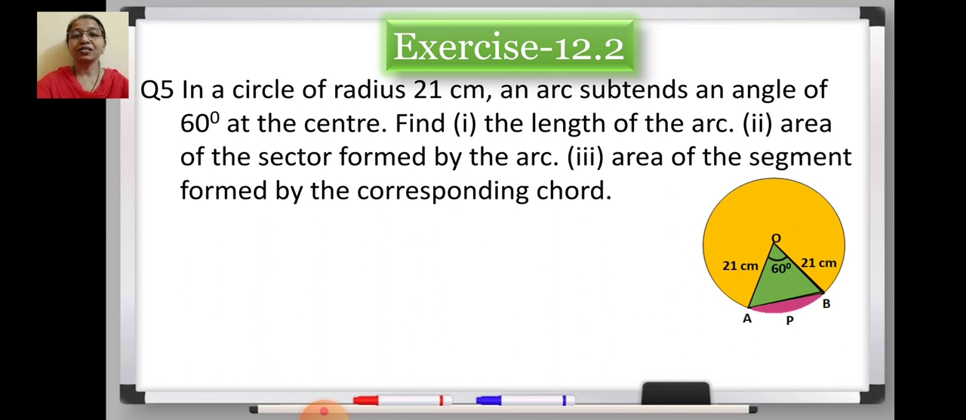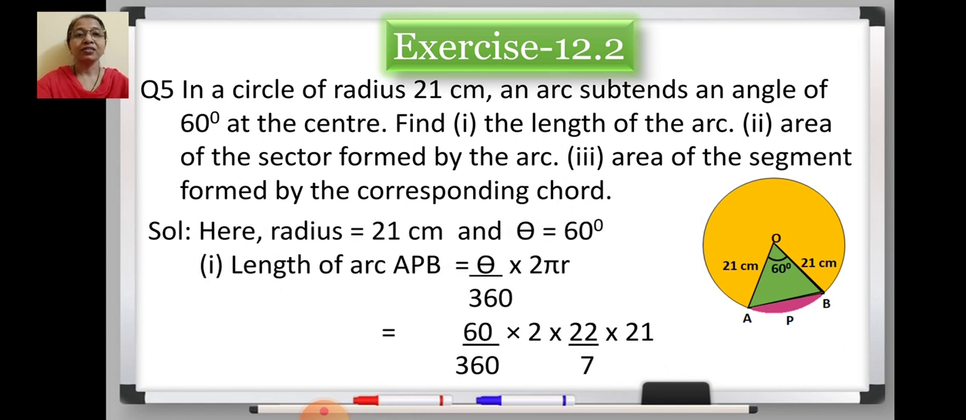So as we have discussed, there is a direct formula for calculating the length of the arc, and the formula is here: r is 21 centimeter, theta 60 degree, then length of the arc is theta divided by 360 into 2 pi r. As the value of pi is not given, we will take 22 upon 7. Substitute the value: 60 degree divided by 360 into 2 into 22 upon 7 and radius is 21 centimeter.